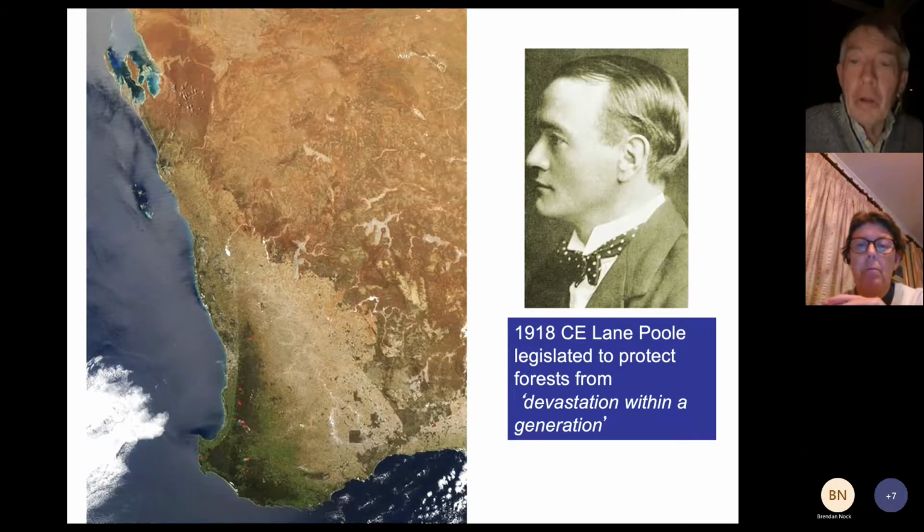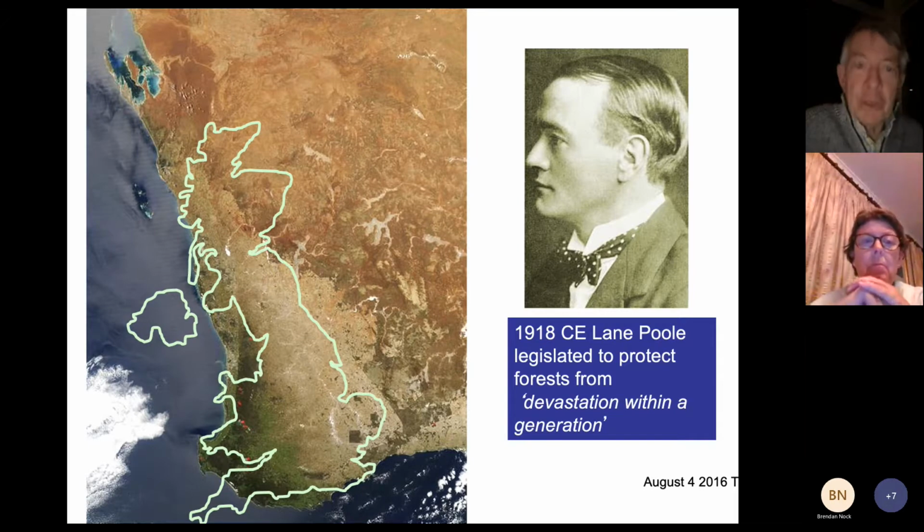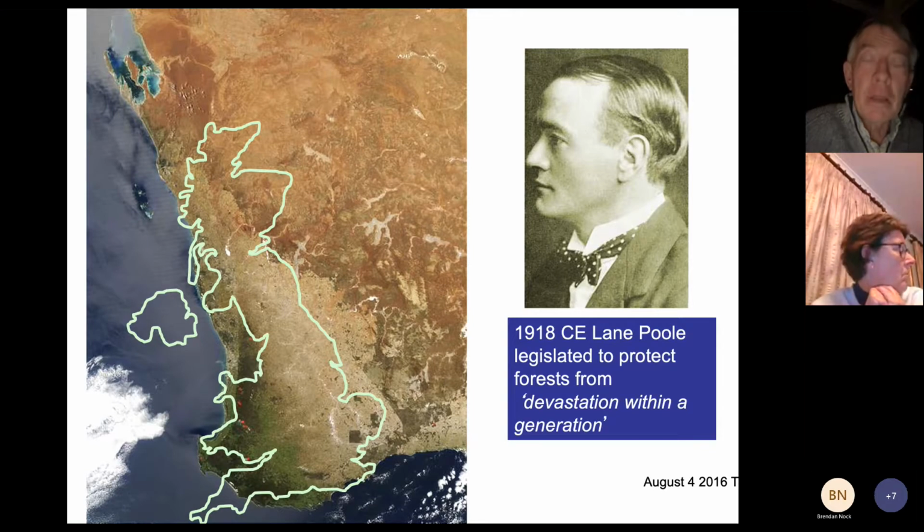Now, this was also foretold by people such as Charles Lane Poole. He was the first conservator of forests, and in 1918 he legislated to protect forest from what he considered devastation within a generation, because there was wildcat forest logging; the forest trees were there to be taken. Essentially, Lane Poole wasn't listened to. We cleared vast areas. We cleared the wheat belt in a blink of evolutionary time. And that's England, so you've got some scale to understand what we did on the landscapes.